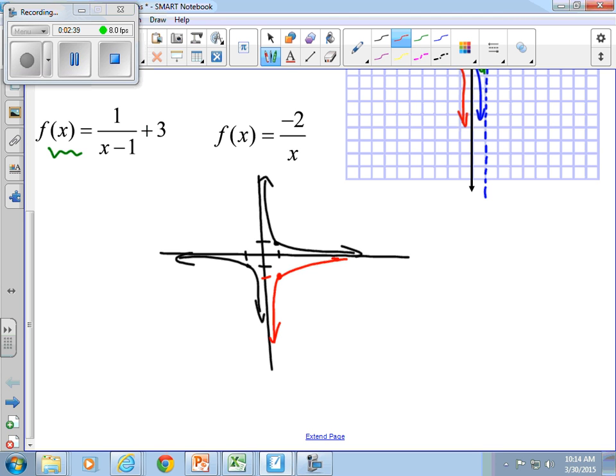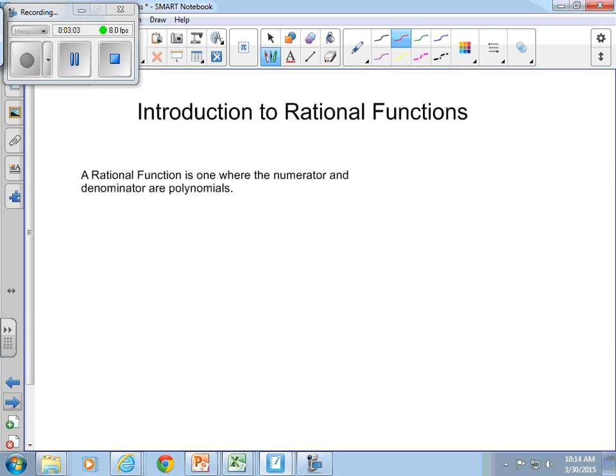It will look very similar, just with a little stretch. Instead of this value being -1, it will be +2. You're right, the flip would make it 1 and then multiplying by 2. So the red graph is -2 over x. We're going to be looking at these functions a little more in depth. We're actually not going to be graphing yet today.